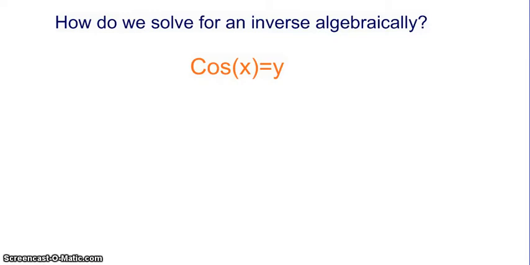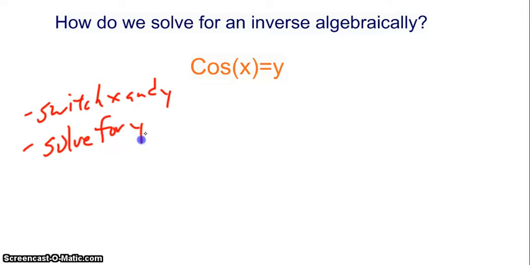If you recall again from previous units, we switch x and y, and then we solve for y. So in our function here, cosine x equals y, if we switch x and y, and to solve for y, we need to take the inverse cosine of both sides, which we have done in the past, and that would be our inverse cosine function.